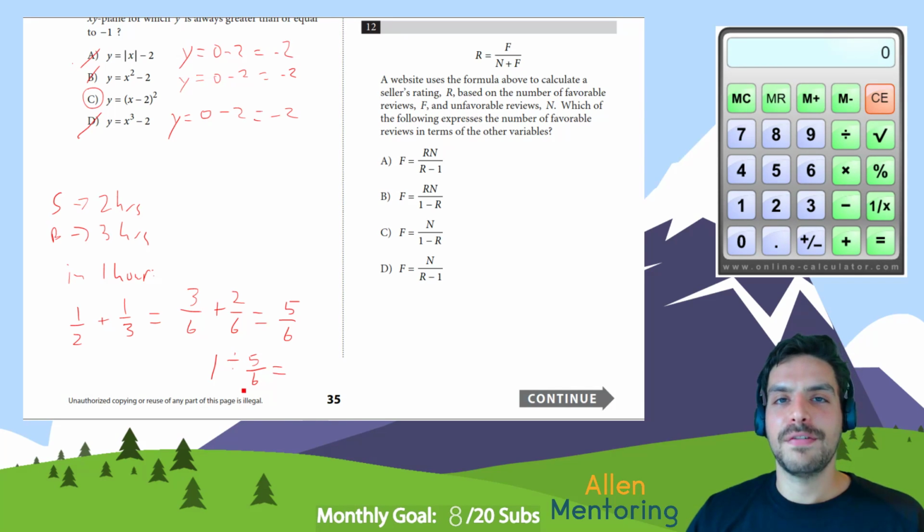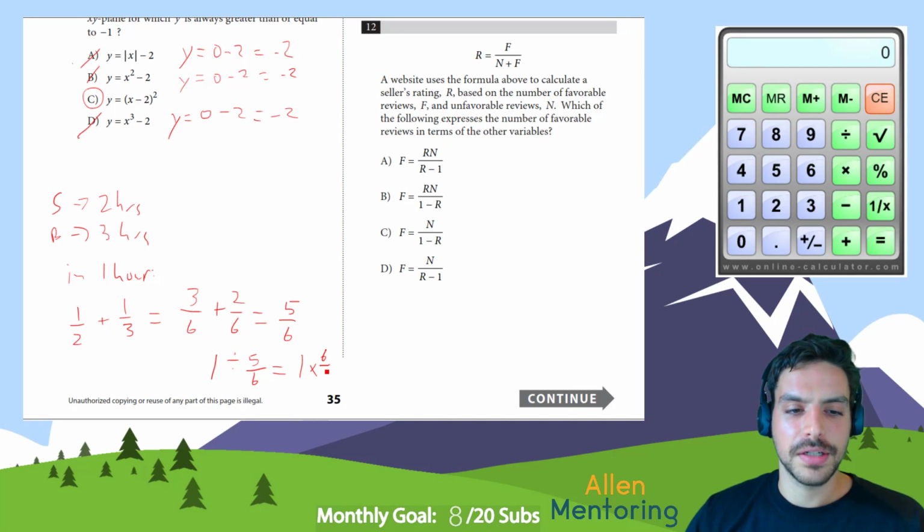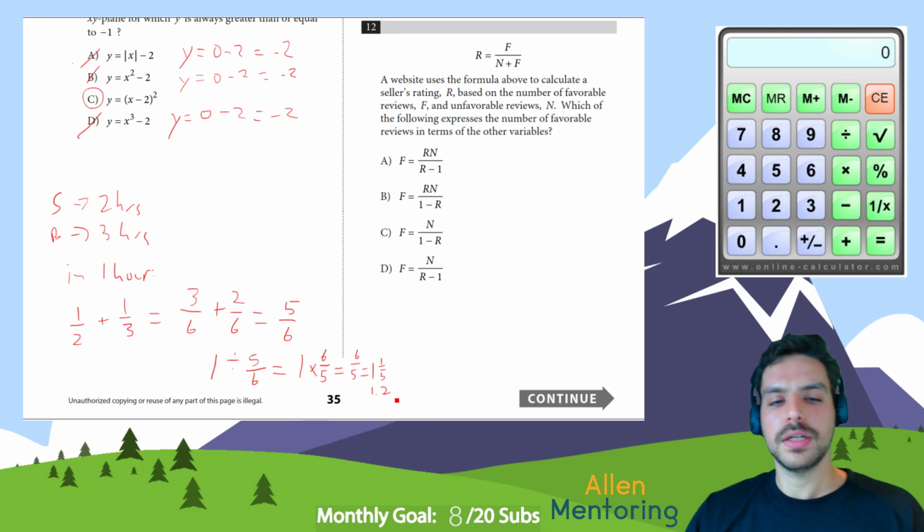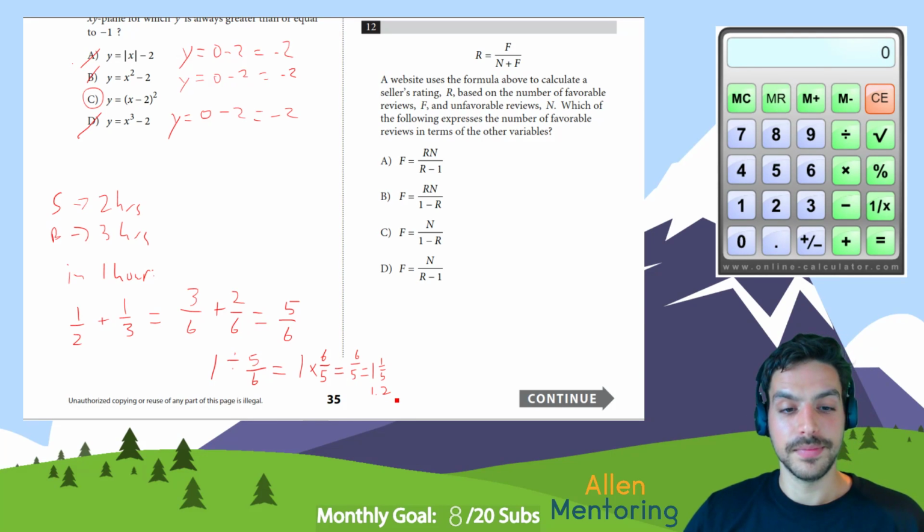And remember, when you divide fractions, you do keep, change, flip. So we keep the first number, we change to multiplication, and we flip the fraction, okay? So 1 times 6/5 is going to be equal to 6/5, okay? And then we simplify 6/5 into 1 1/5. Okay, so it takes them 1.2 hours to get the entire job done.